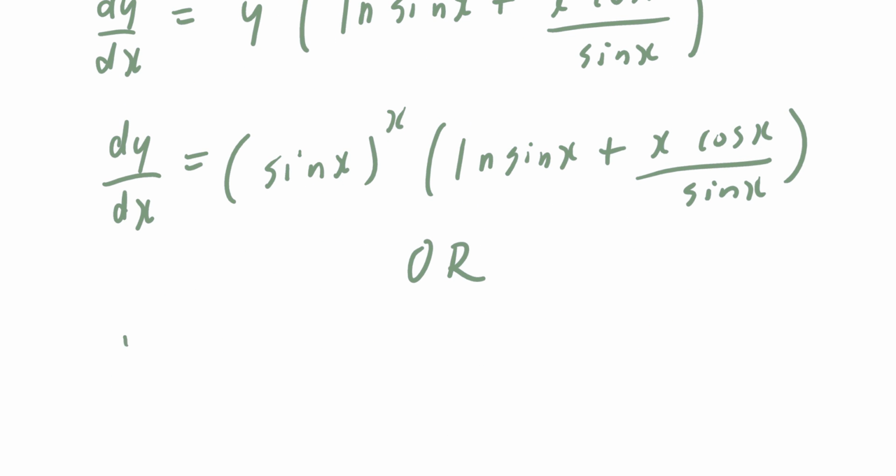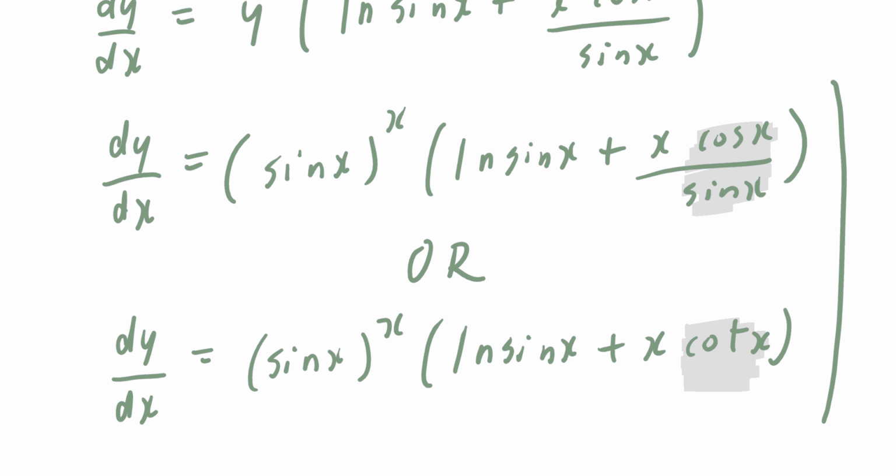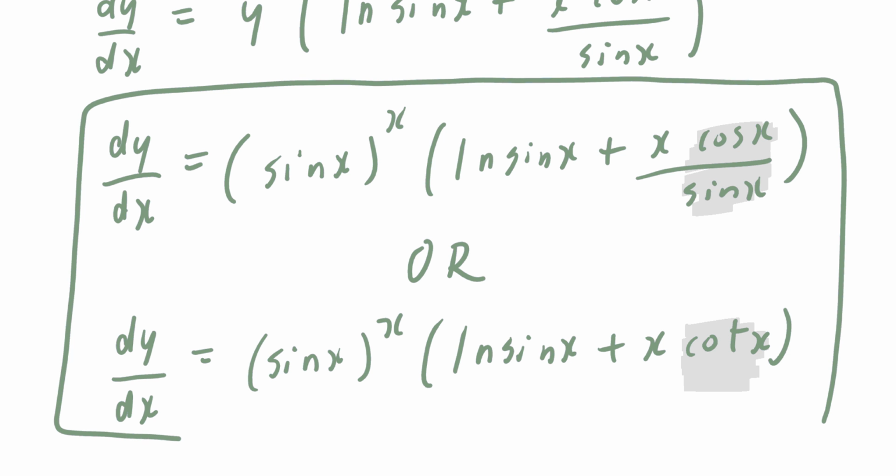Or dy by dx equals sine x to the power of x times ln of sine x plus x times, now cosine x divided by sine x is also known as cotangent x. So again, follow your teacher's instruction, the textbook, the course pack. You can do it if you believe you can, and I hope this makes sense.